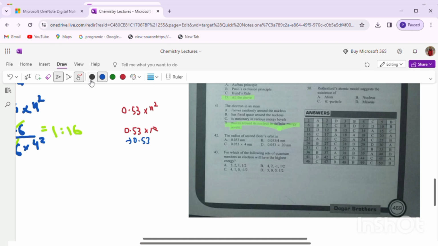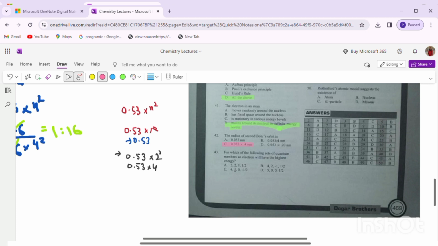Now if I am finding this for the second shell, I need to write 0.53, and instead of n square, I need to write 2 square, which is 0.53 into 4, right? 2 squared is 4. So our correct option is C. The 42nd correct answer is C, right?